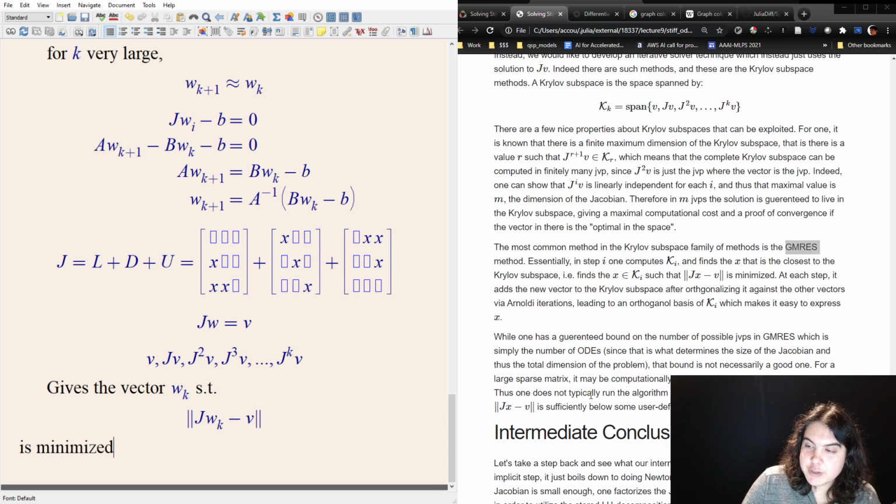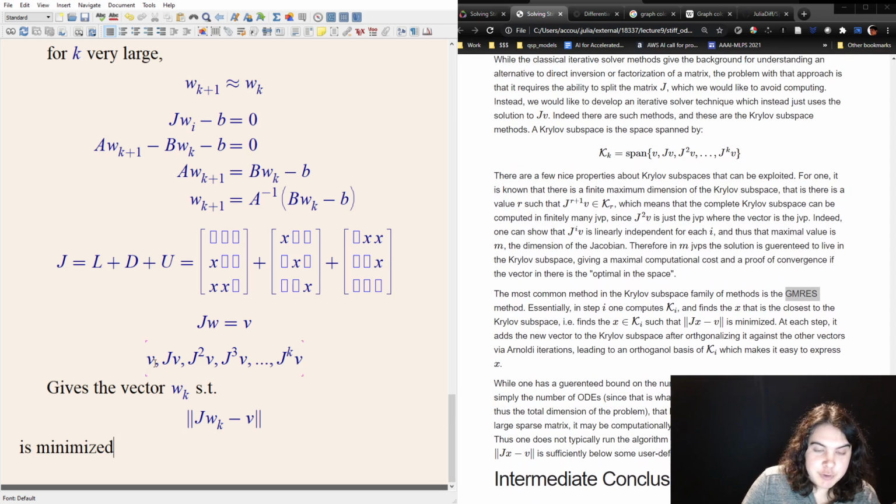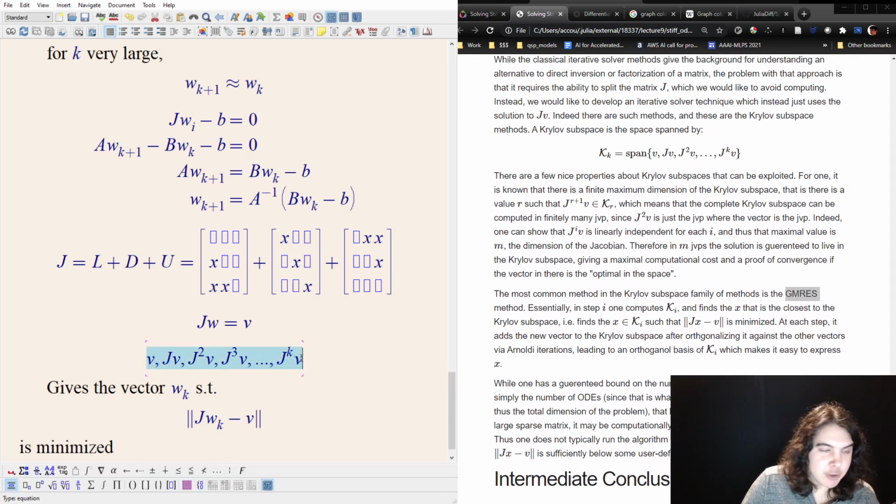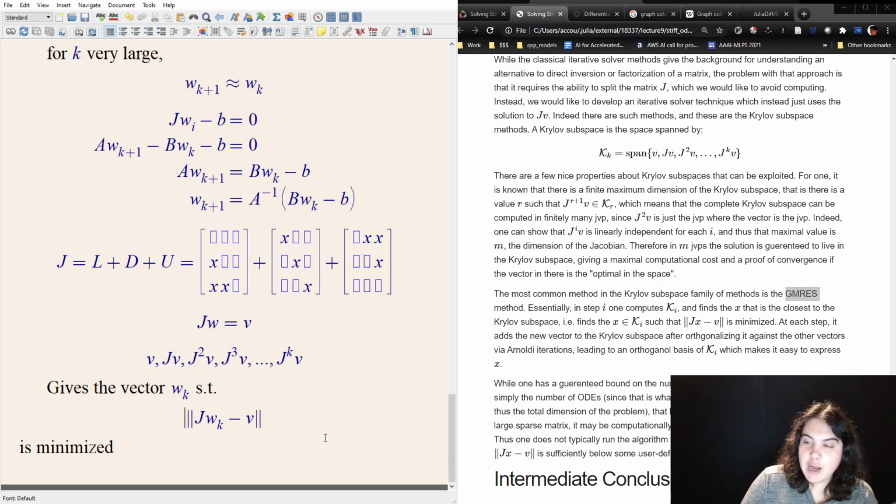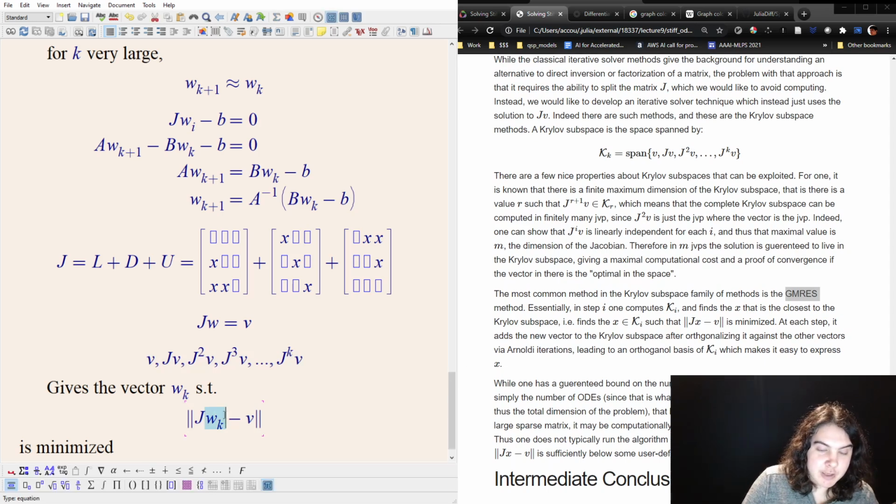So you can prove that this converges, because if you had your entire Jacobian... I'm not going to go into how this method computes the vector w_k that minimizes this distance, but it does, and it does this fairly cheaply, right? So if you have all of these vectors, then you can find the w_k that minimizes this difference, and you can know that this converges, right?